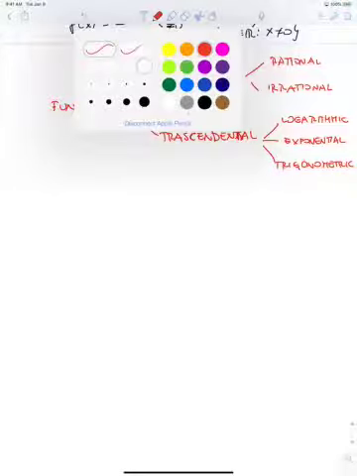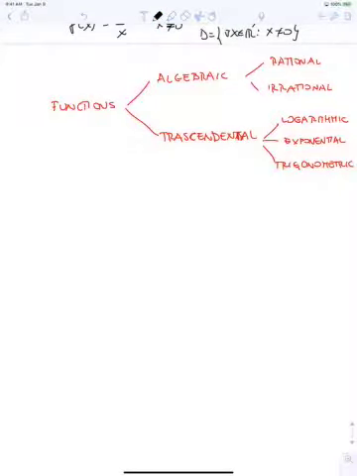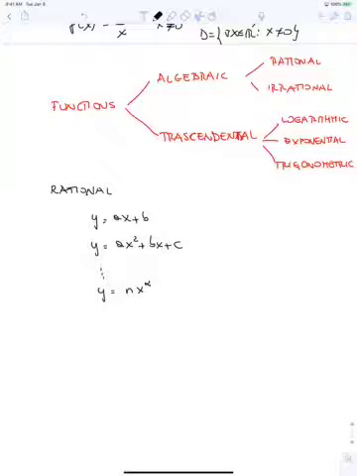So, examples of rational functions. Well, all the polynomials, so y equal ax plus b, y equal ax squared plus bx plus c. You can also put, well, essentially any polynomial, say in the form alpha times x power n plus beta times x power n minus 1, and so on and so forth, plus delta.